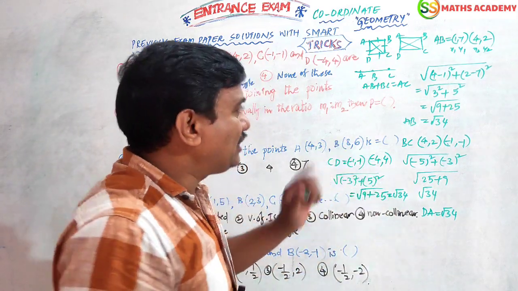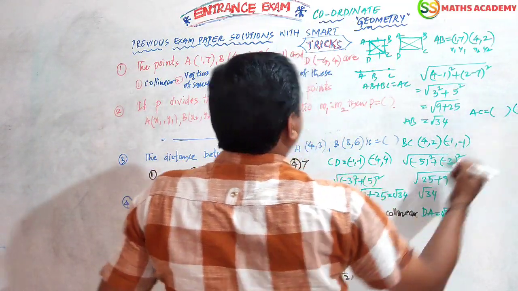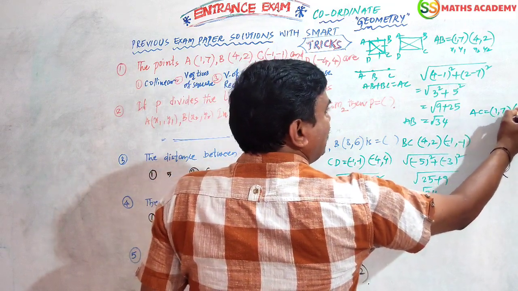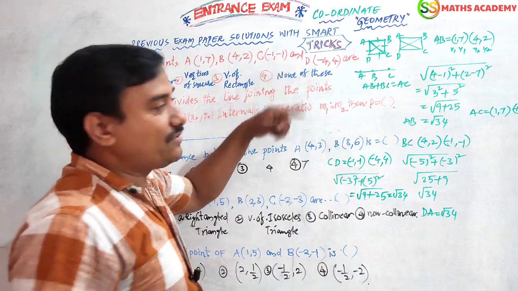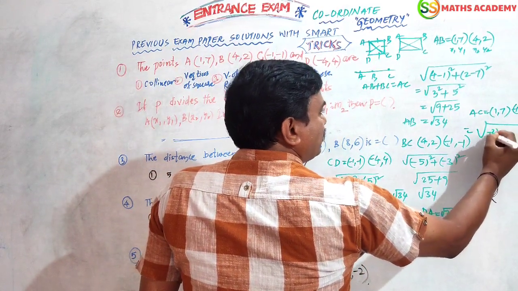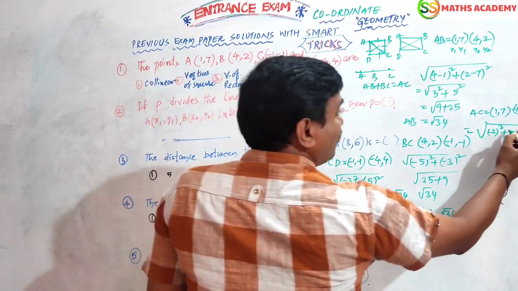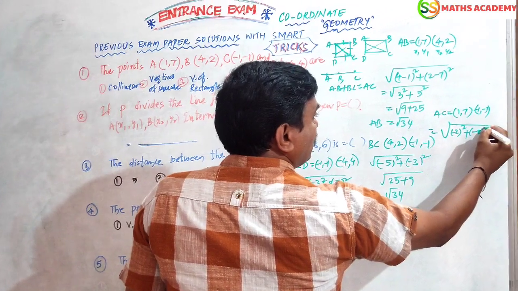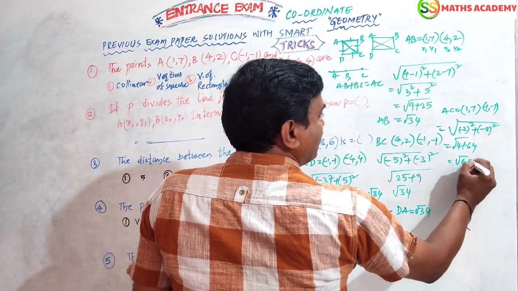Now, as usual, the diagonal AC. A is (1, 7) and C is (-1, -1). Again, x2 minus x1 whole square: minus 1 minus 1 is minus 2 whole square. Children, very easy: minus 1 minus 7 is minus 8 whole square. So 4 plus 64 is 68, root 68.